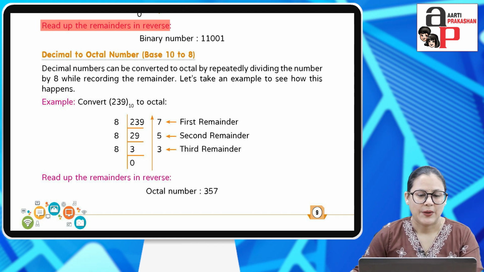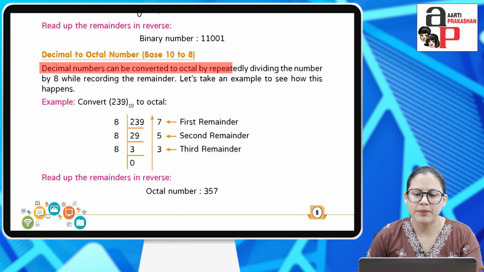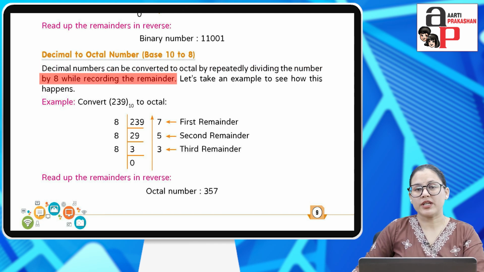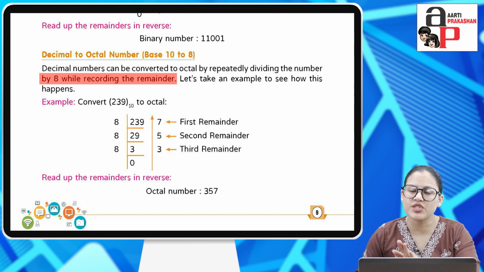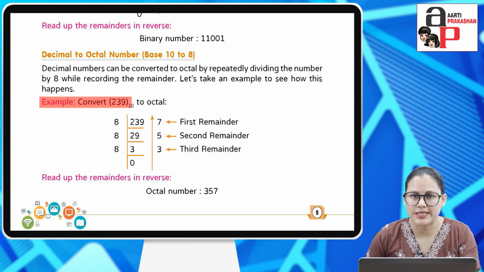Okay. Next, decimal to octal, base 10 to 8. Decimal numbers can be converted to octal by repeatedly dividing the number by 8 while recording the remainder. Because we have to convert to octal numbers, that's why we will divide by 8. Okay, the procedure is the same. So, let's take an example to see how this happens. Example, convert 239 base 10 to octal.